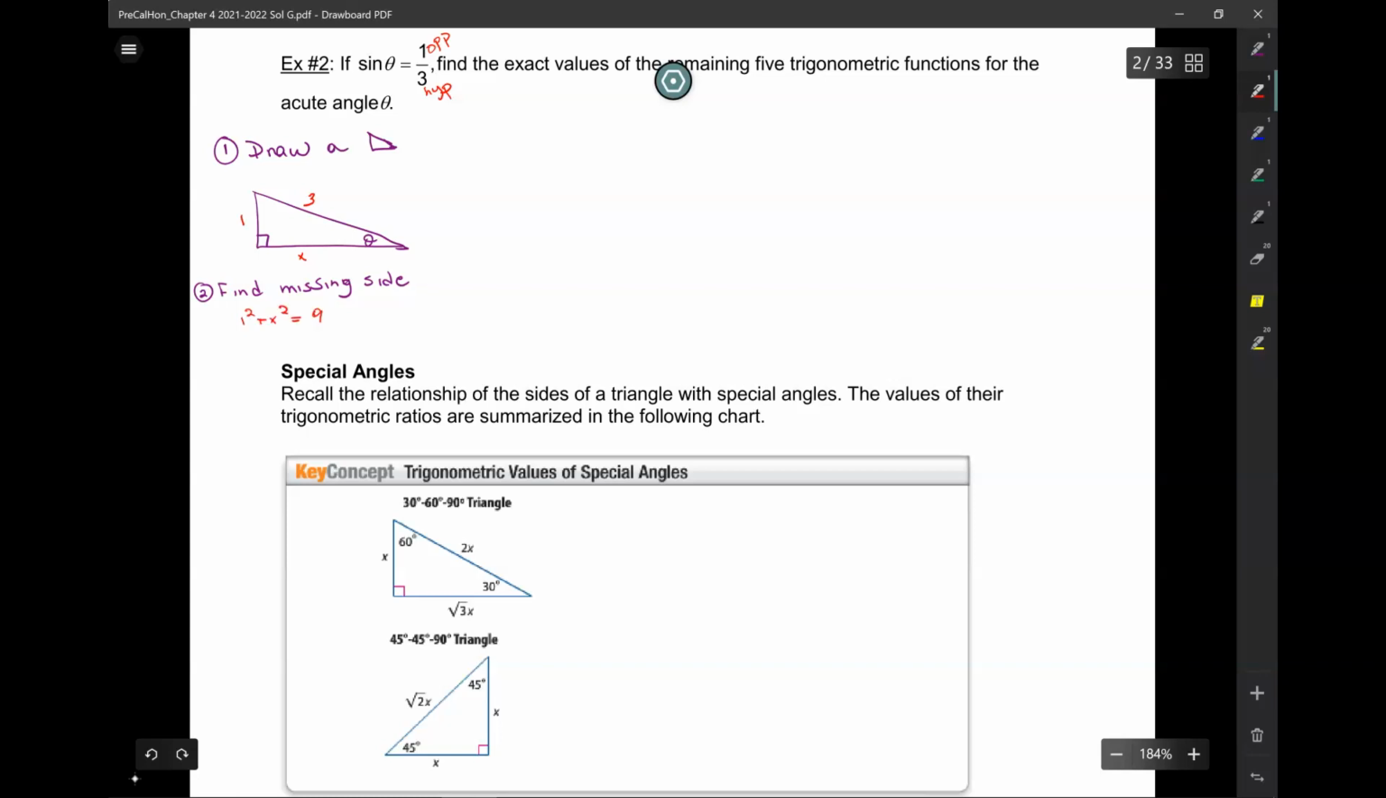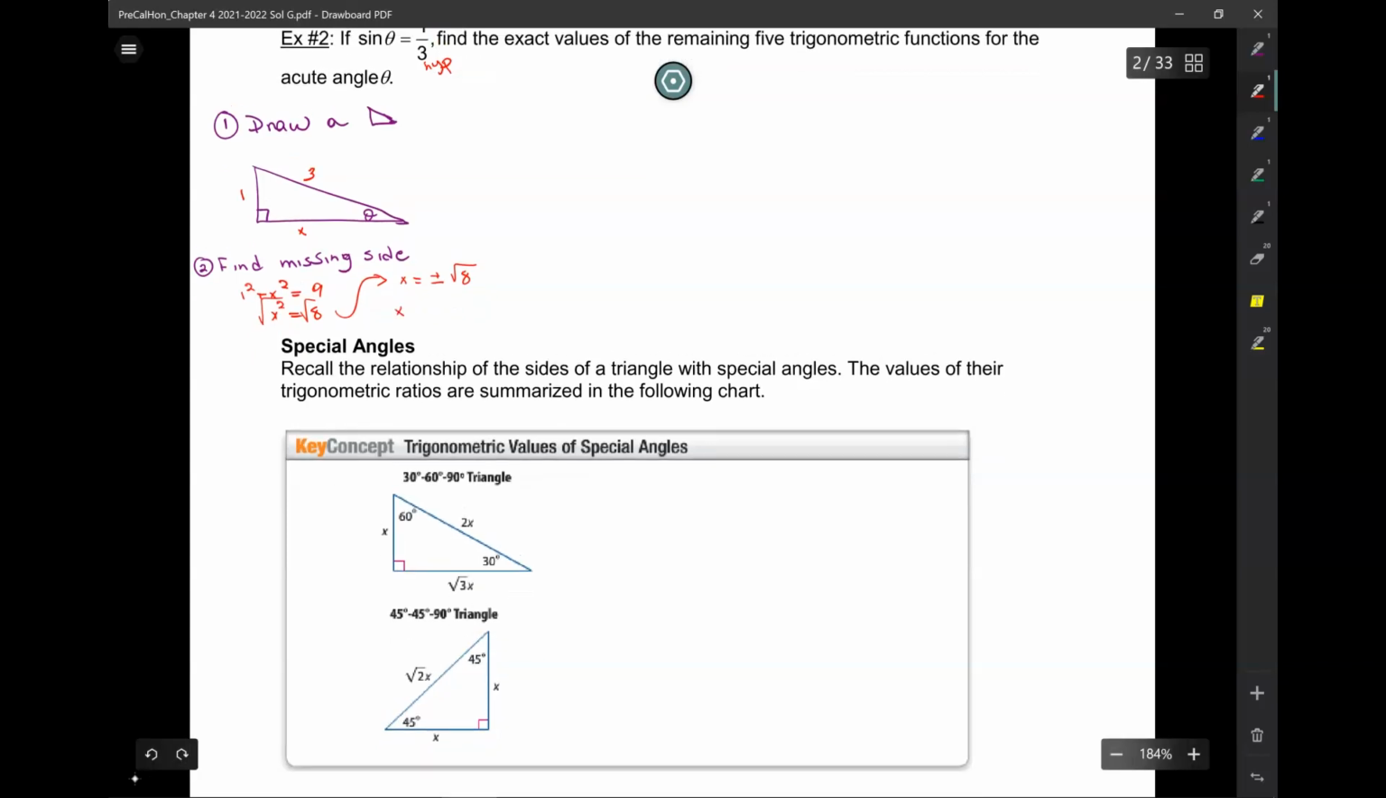Okay, so to find the missing side, it's 1 squared plus x squared equals 9, right? Pythagorean theorem. So x squared is equal to 8. Take a square root. X is plus or minus root 8, but we can't have it be minus, right? So x is root 8. Okay, what's root 8? 2 root 2. Always simplify your roots.